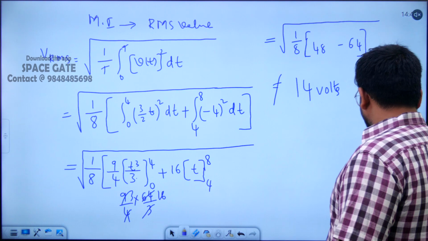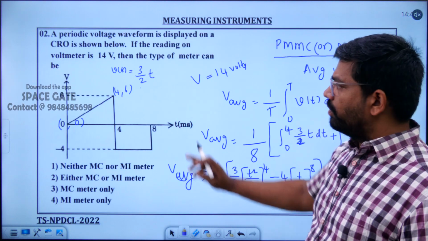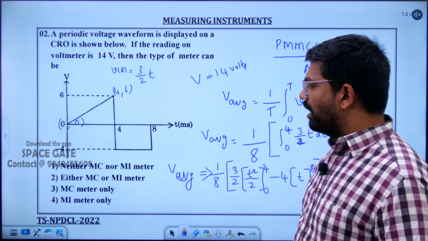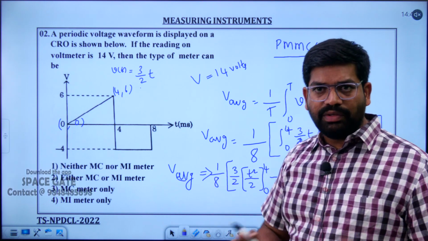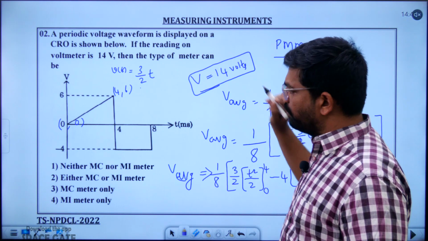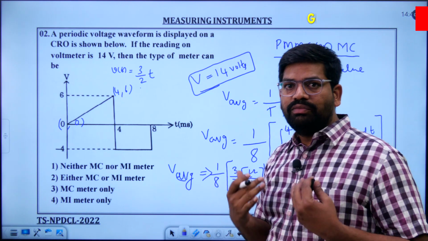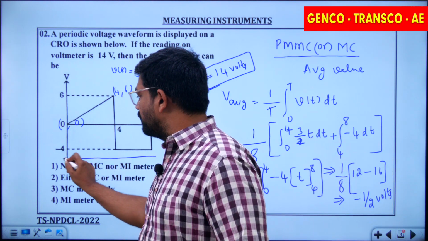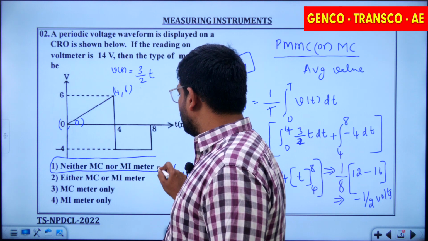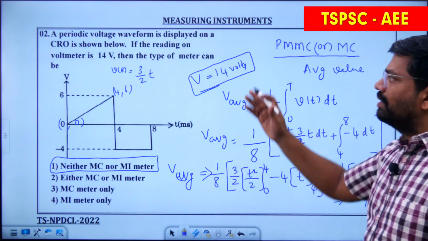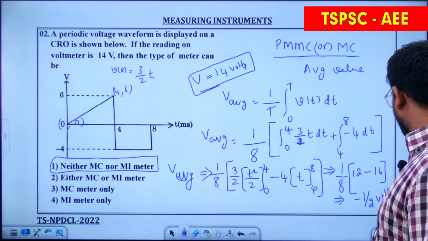Definitely both, PMMC meter as well as MI meter, will not give the 14 volts as a reading for the given waveform. So which is our correct option? Neither MC nor MI meter is giving that 14 volts. Okay, so the first option is correct for the given question, right or not?